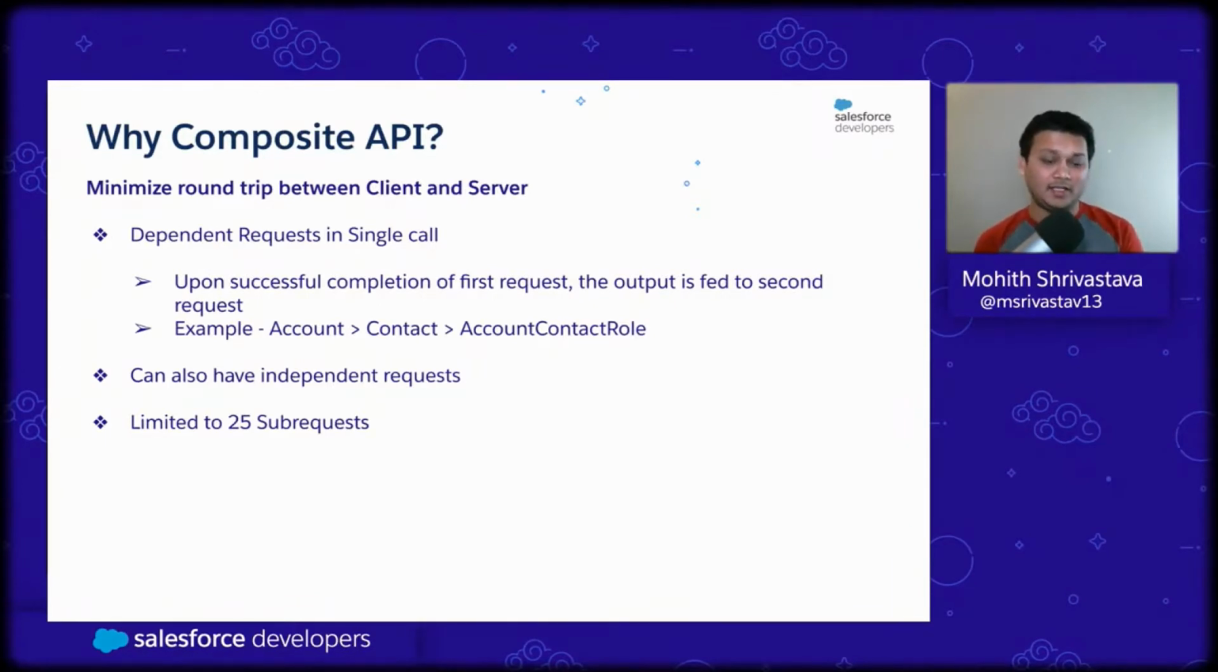Now, this API has been there for quite a while now, and it also allows you to do some independent requests. You can batch the requests, but this API is limited to 25 sub requests. So the moment you go more than 25, you will have to issue another Composite API call. So that's the limitation with this API.